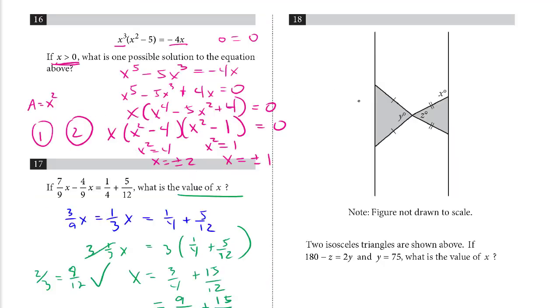Number 18. So I've got a graph, and two isosceles triangles are shown above. The hash marks indicate that those sides are the same length. If 180 minus z equals 2y, and y equals 75, what is the value of x? So what can we say here? y is 75. That means 2y is 150. 180 minus z equals 150. Okay? So that means z equals 30.